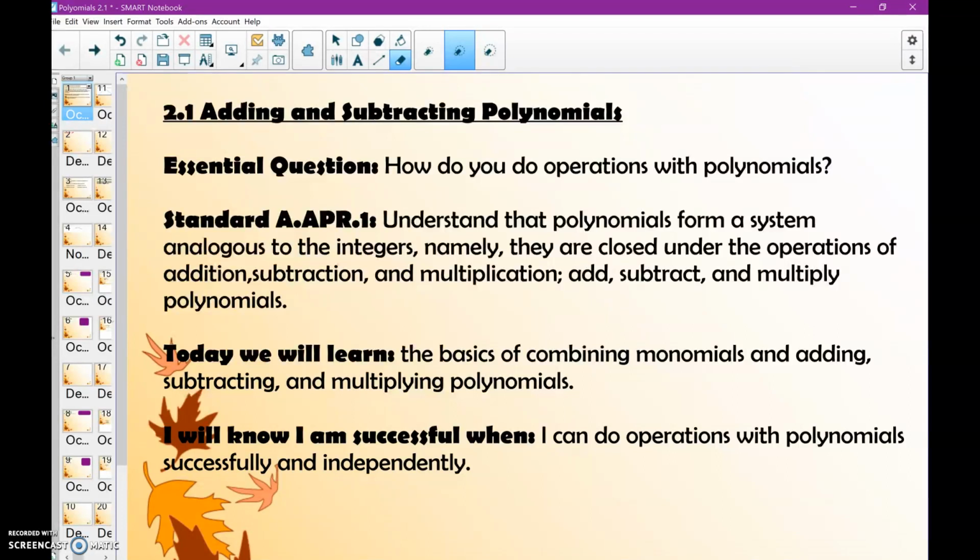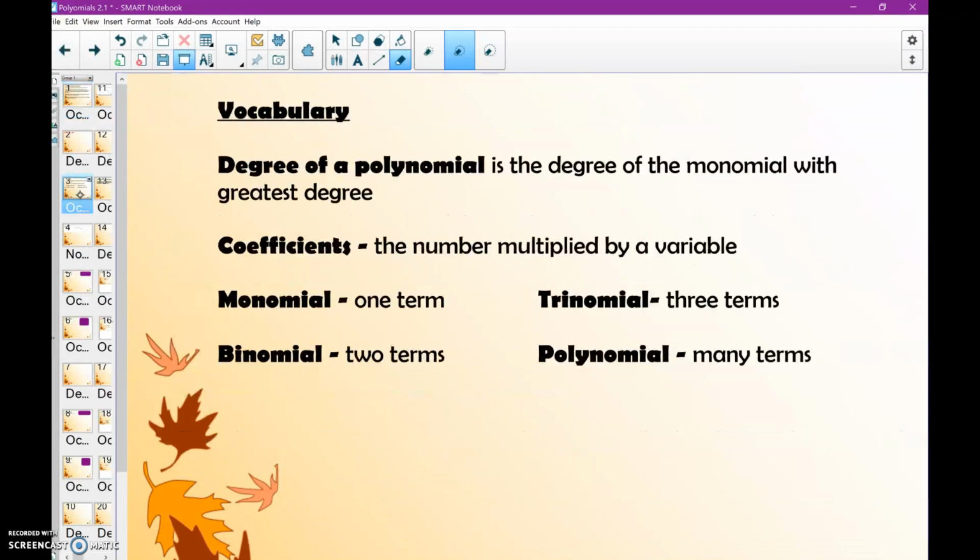This video is going to be going over the first day of the Polynomials unit. It's on adding and subtracting, so kind of just the basic stuff. Really should be review of what you've already learned with a little bit of new vocab. A couple things to write down first of all.